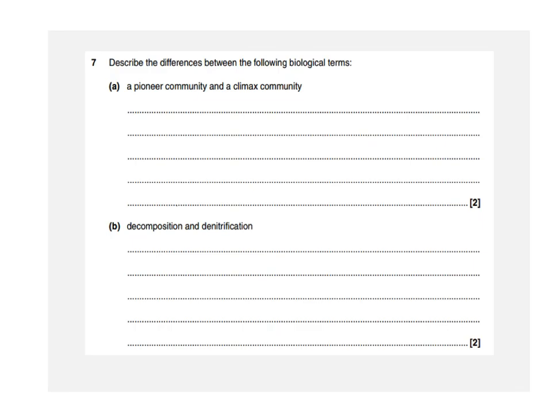As you well know, we always finish off with some exam questions, and you can see that these ones are for 7A, very much linked to today's lesson, but for 7B, very much linked to the end of topic 5. So, have a go. These are 4 marks, should take you about 5 minutes. It's to describe the differences, not explain what they mean. Describe the differences between the following biological terms. So, a pioneer community and a climax community, and then decomposition and denitrification. Pause and play again when you are ready.